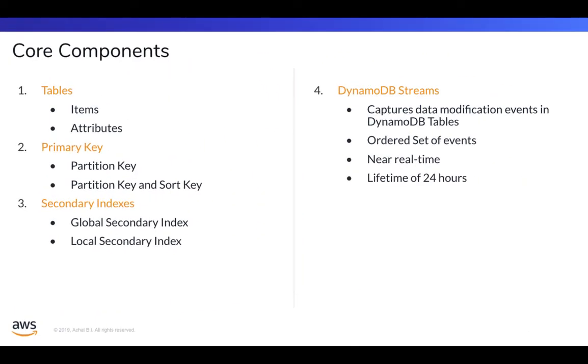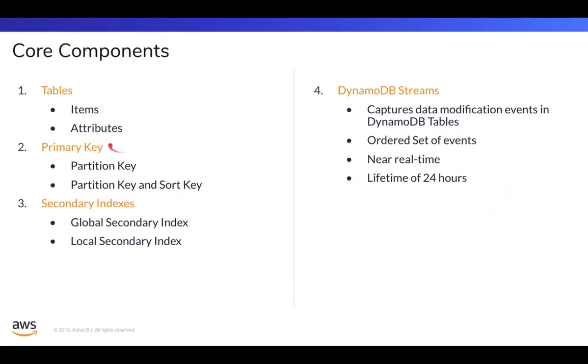Before, let's understand some of the core components of DynamoDB. So the first core component is table. It has two subcomponents: item and attributes. Any row or any entity constituting all its attributes will be considered as an item, and attributes are part of the item.